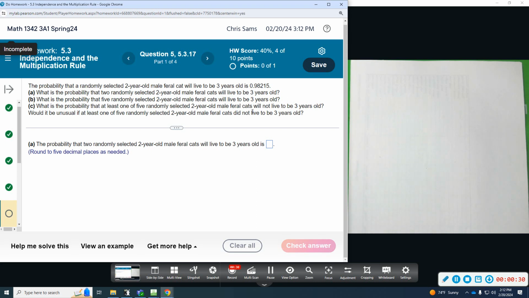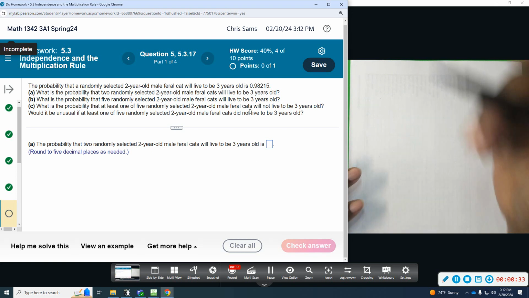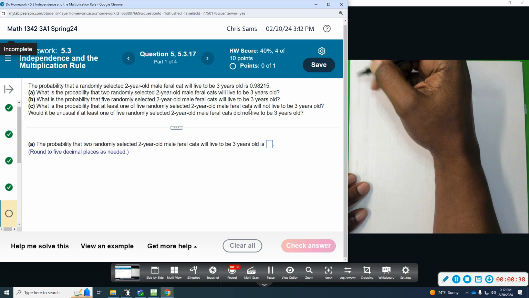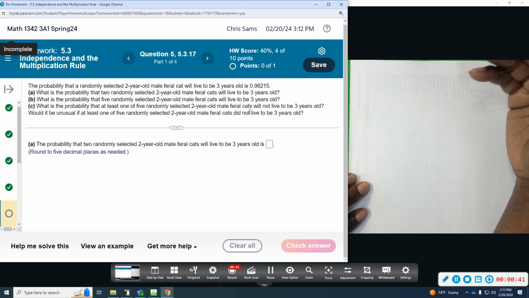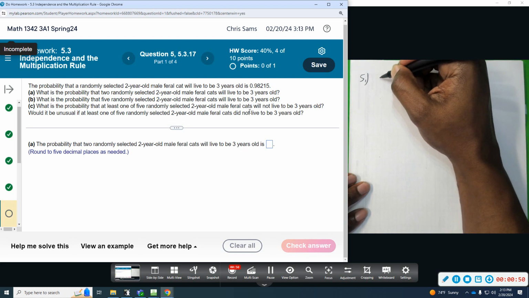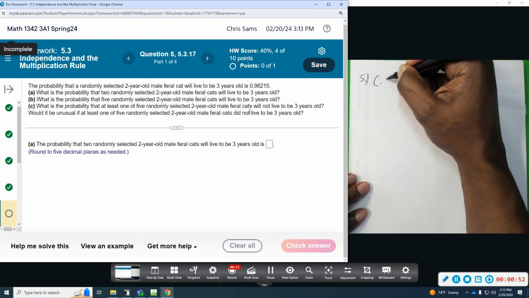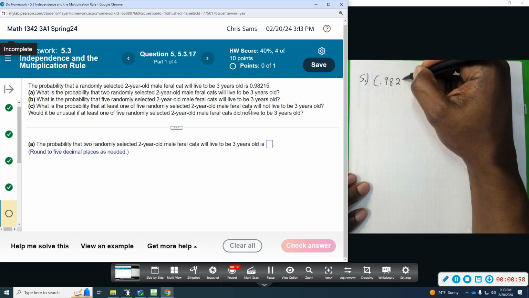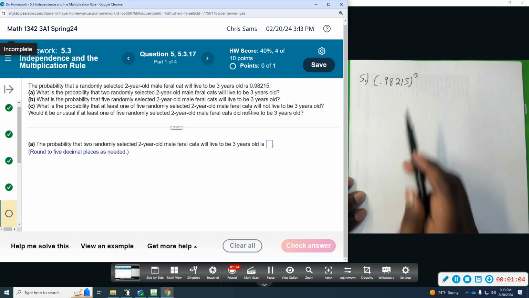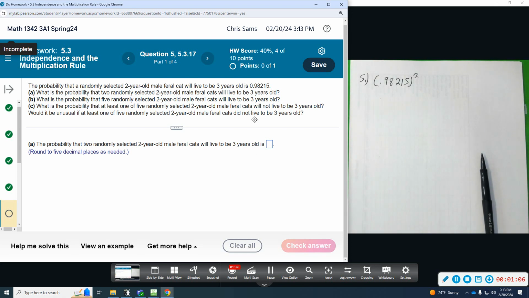3 years old? So cats are going to be independent of one another, just like people are. The fact that one lives to be 3 years old is not going to affect the other one. So these will be independent. So the probability that they both happen at the same time is going to be just 0.98215 times itself, so we're going to just square it. So this times itself for 2 different cats, both living to be 3 years old.